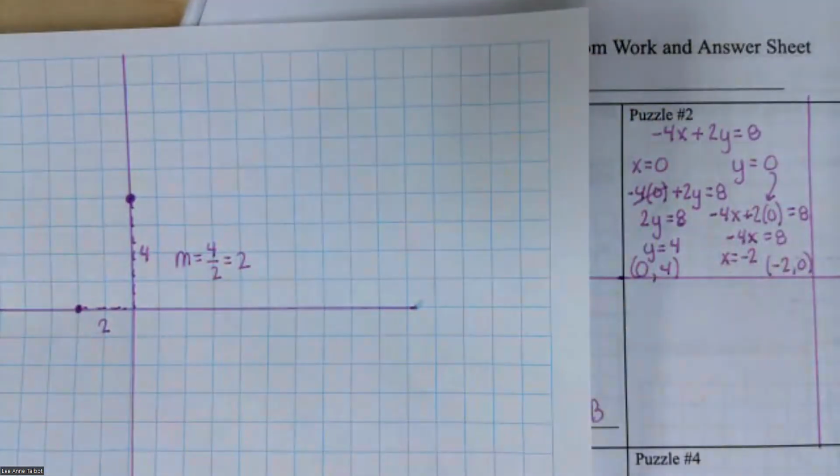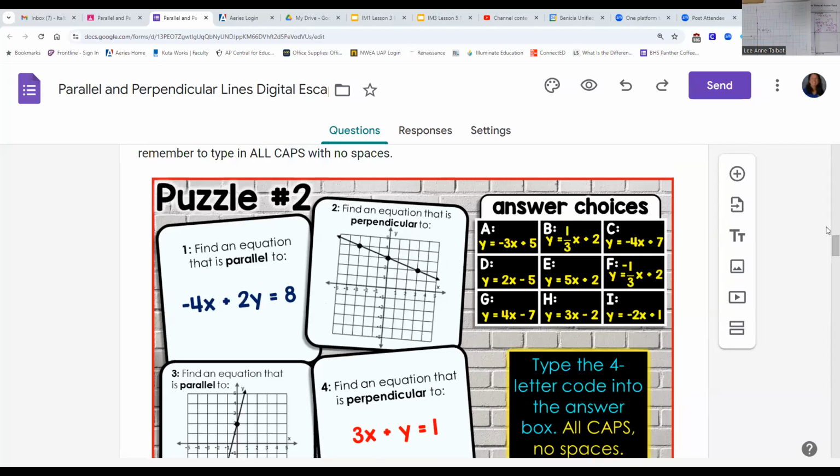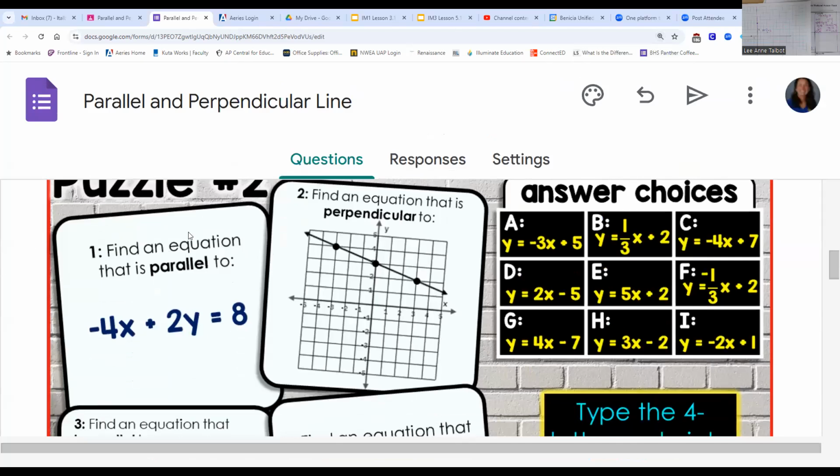Okay, now we go back to the digital escape. Once you have your slope calculated over here, back to the digital escape. And the question says, find an equation that is parallel. So what you're going to do is look over here at the answer choices and find me one that has the same slope. Which box has the same slope as the one I found?